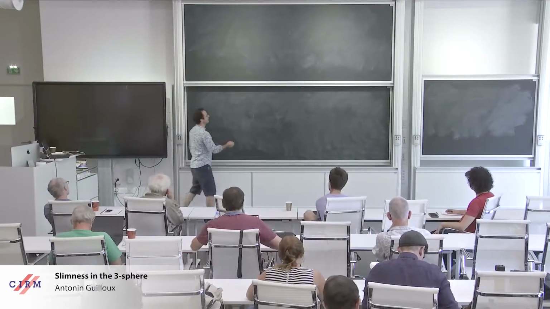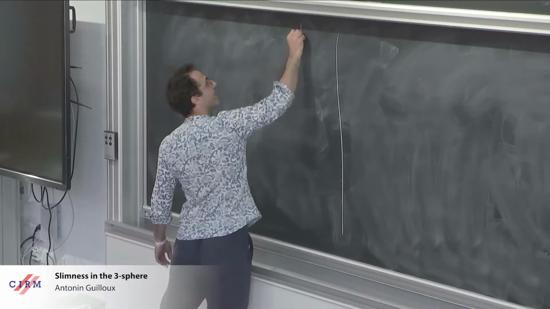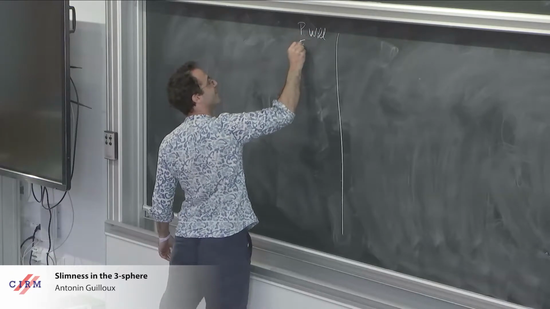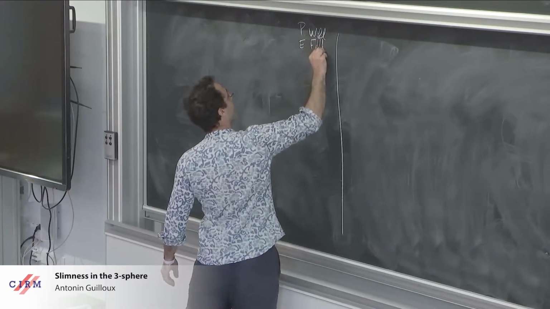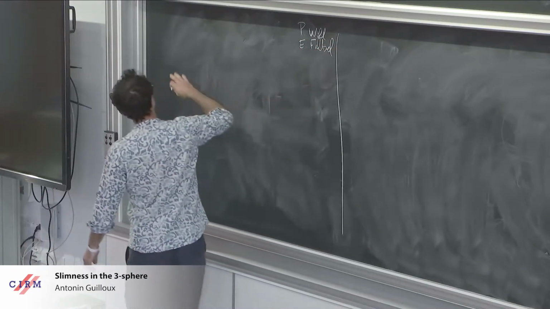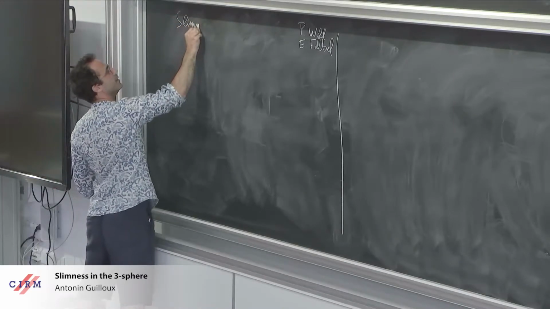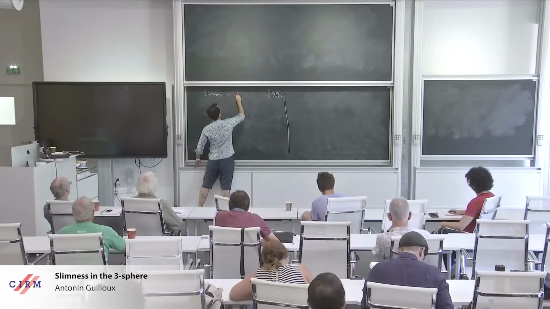So I will be speaking about a notion that we propose with Pierre and Elisha. So that's one of the 6 papers. And okay, it is inspired by other notions that I will speak about. And it is slimness in the 3 sphere.